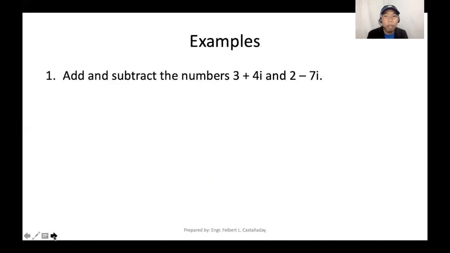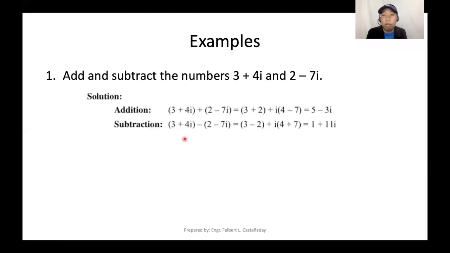So let's have an example here, a very simple example. Add and subtract the numbers 3 plus 4i and 2 minus 7i. This is the solution. If you add complex numbers in rectangular form, you simply combine the real parts. In this case, 3 plus 2, and combine the imaginary parts. So you just add, plus i times 4 minus 7, and the result is 5 for the real part, and then minus 3i for the imaginary part. So this is now the sum of two complex numbers.